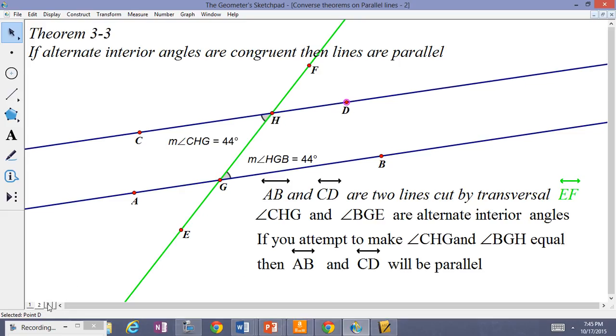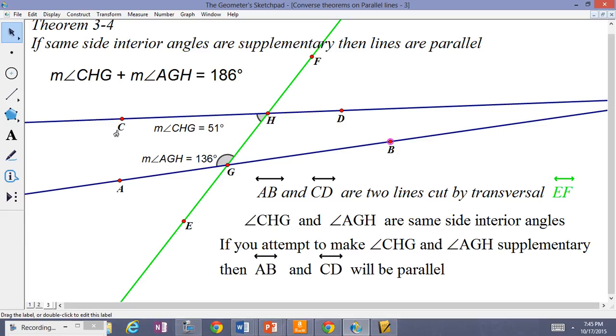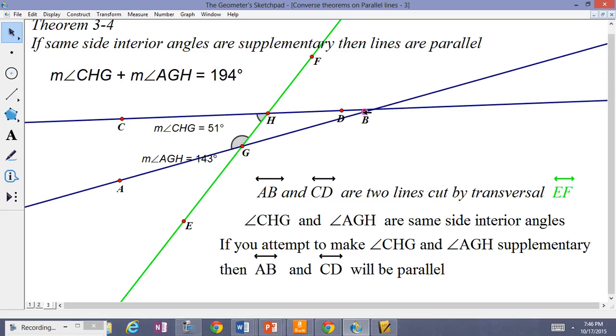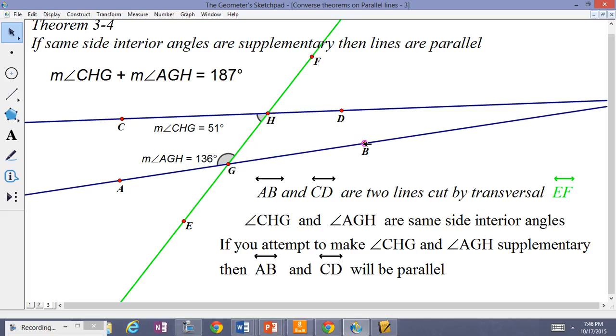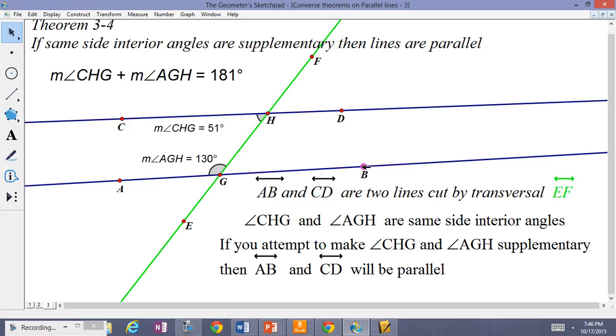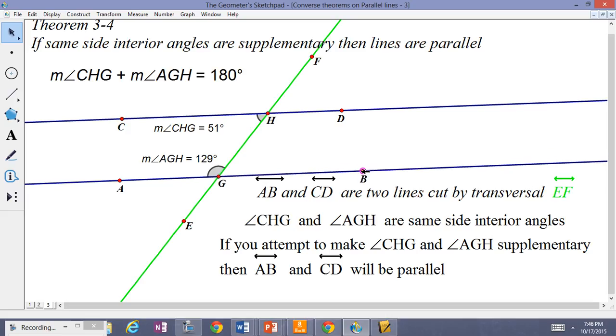Okay, and then lastly, the converse of the same side interior angle theorem. The same side interior angle theorem said that if the two lines were parallel, then the same side interior angles were supplementary. Well, again, the converse states that if the same side interior angles are supplementary, then the lines are going to be parallel. And of course, we're starting off with the appearance here of no true parallels and no statement saying that angle CHG and angle AGH add up to 180. In fact, in this position, we see they're equal to 186. And again, the more these angles move away from being supplementary, the less likely the lines are to be parallel. But if we move these angles to a position where their sum is 180, then we are going to have, in fact, parallels, as we can see here.